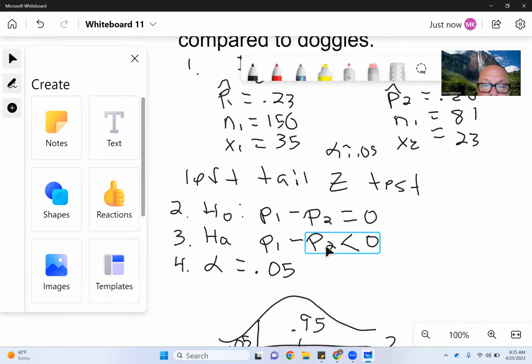Now, if this were true, the percentage of squirrels killed by cars would be greater than the percentage of dogs killed by cars. But since it's false, what do we say? Well, here's what we say. We say with 95% certainty, we do not have enough evidence to prove that the percentage of squirrels killed when run over by automobiles is greater than the percentage of doggies that are killed when run over by automobiles.